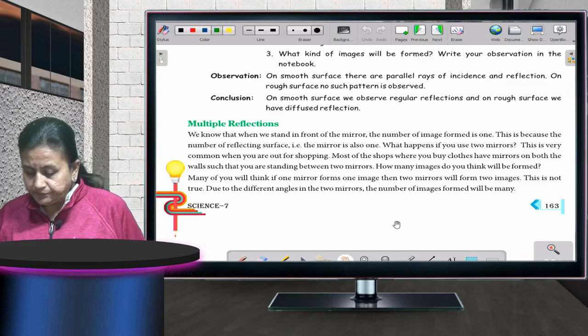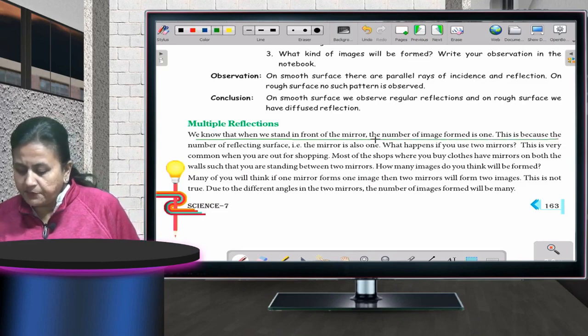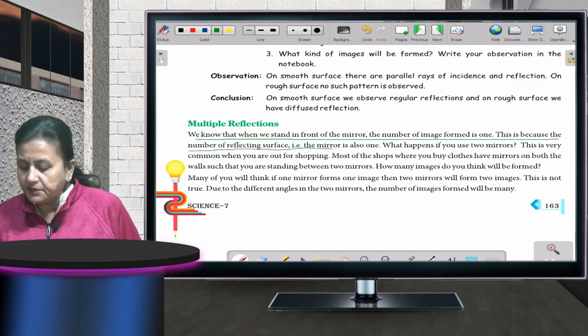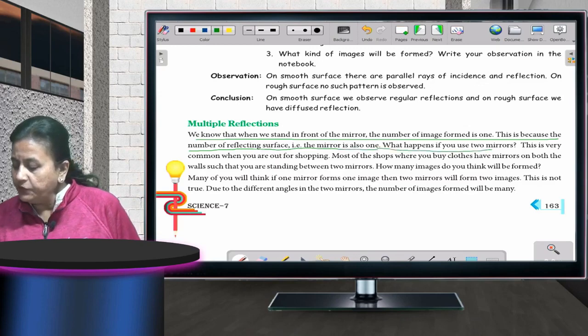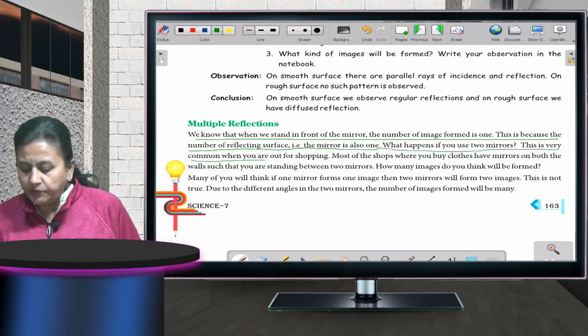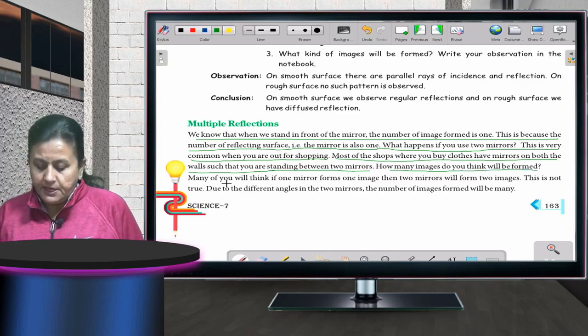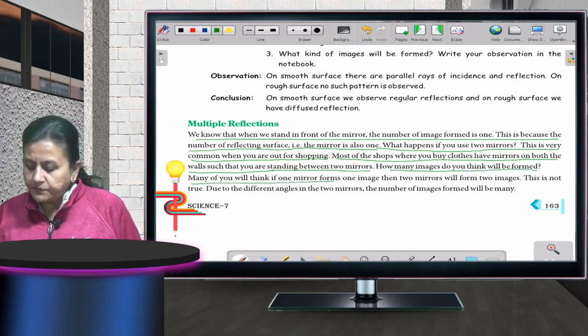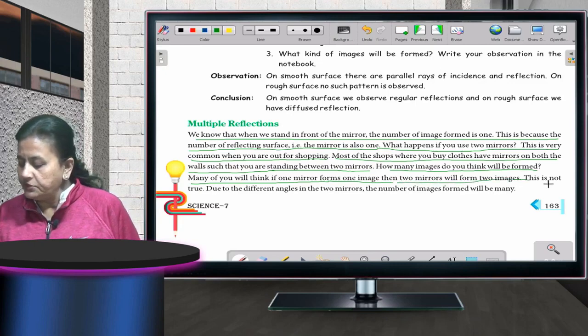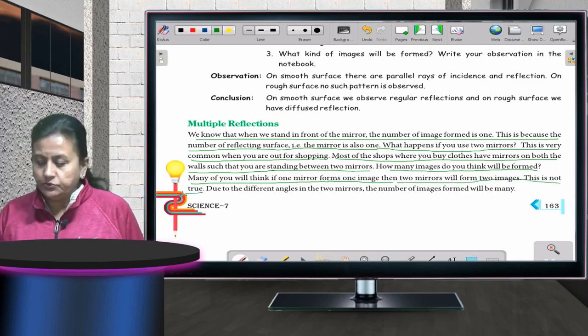So, we know that when we stand in front of the mirror, the number of images formed is 1. This is because the number of reflecting surfaces, that is the mirror, is also 1. What happens if you use 2 mirrors? This is very common when you are out for shopping. Most of the shops where you buy clothes have mirrors on both the walls, such that you are standing between 2 mirrors. How many images do you think will be formed? Many of you will think if one mirror forms 1 image, then 2 mirrors will form 2 images. This is not true, as I told you just now.